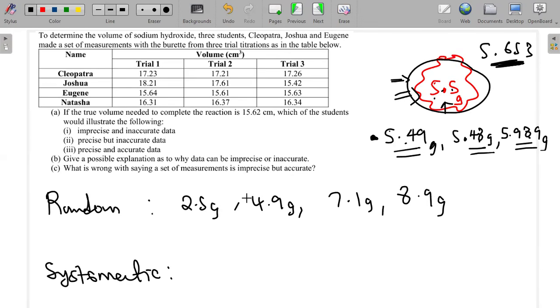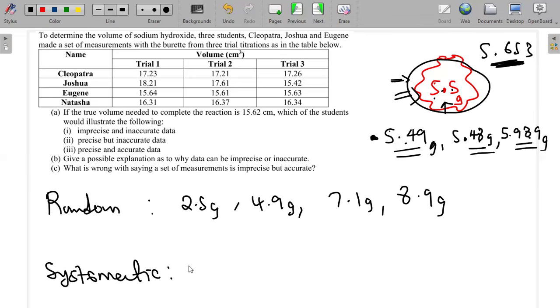Whenever you see such a thing, if among your measurements you have some that are greater than the true value and some that are less than the true value, then just know that those measurements are affected by random errors, because random errors are happening anyhow. They are going above the true value, they're going below the true value. So if you have such a situation, just know that these measurements are actually affected by random errors.